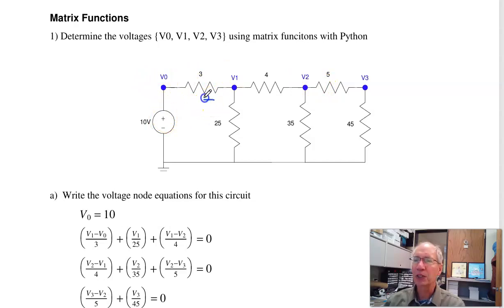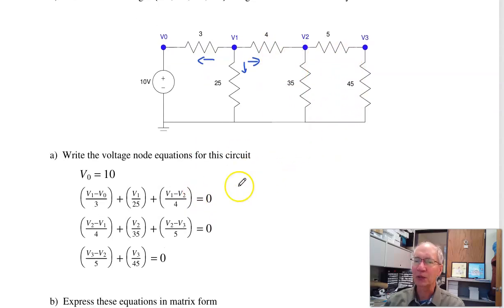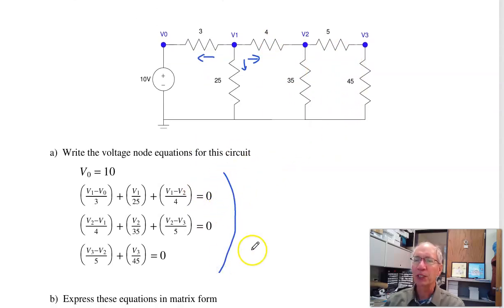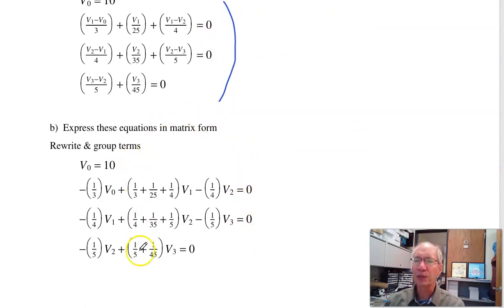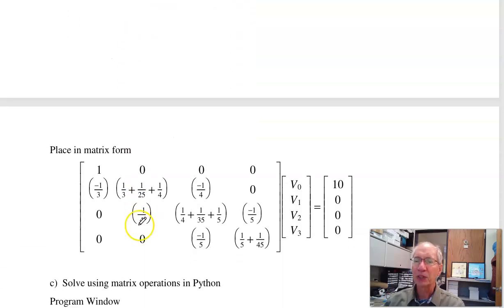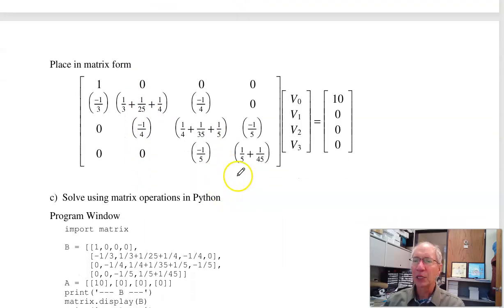At node 1, the current left, current down, current right all add to 0. So (V1 minus V0) over 3 plus V1 over 25 plus (V1 minus V2) over 4 equals 0. Likewise at node 2, the current left, down, and right equals 0. Node 3, current left and down equals 0. 4 equations, 4 unknowns. To solve, I group the terms, put this in matrix form, and then in MATLAB, I can solve. Well, for this assignment, I actually want to use Python.